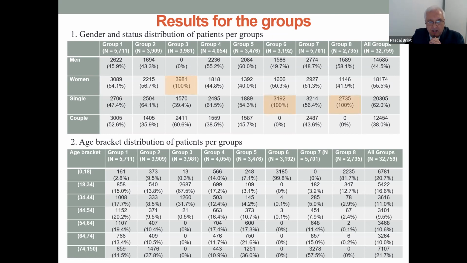And then you see, as far as the status of the patients, you see 2 groups, 6 and 8, which want only single patients. Gilles, next.